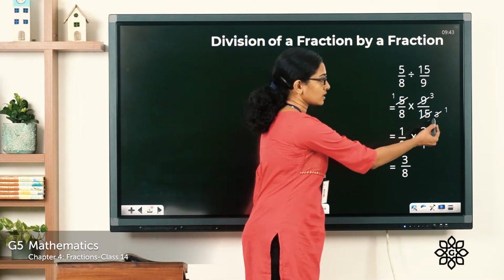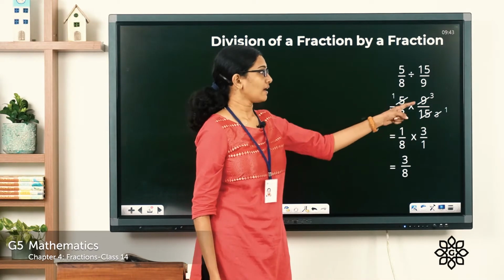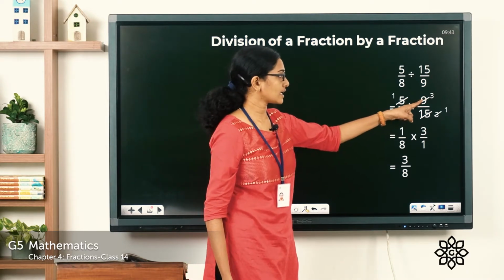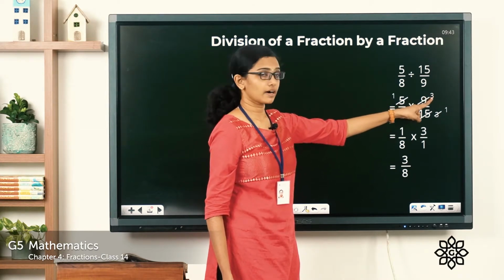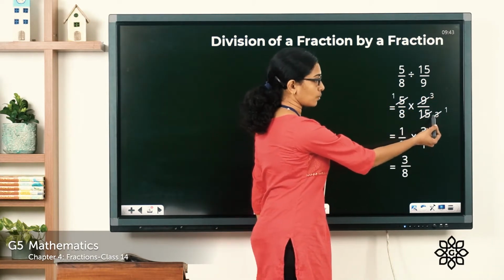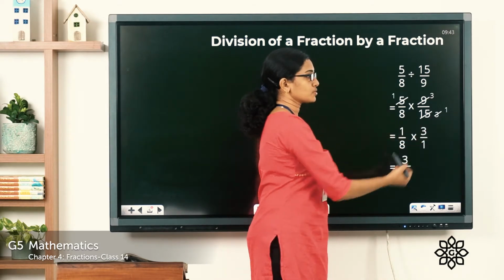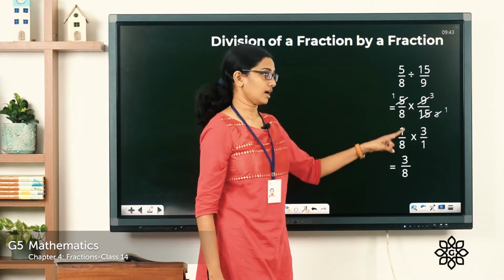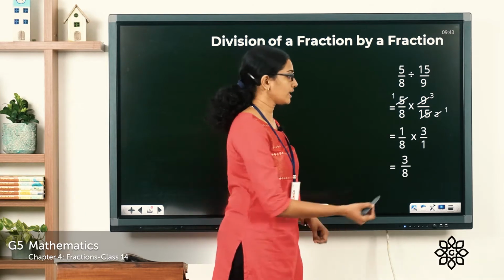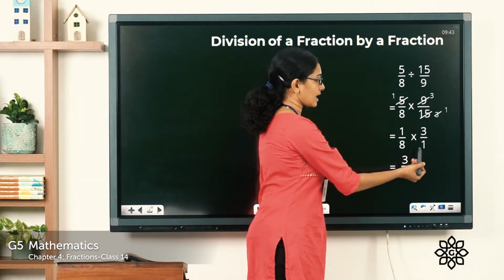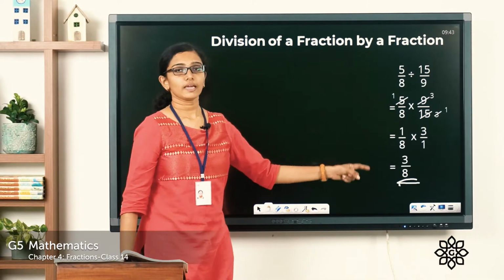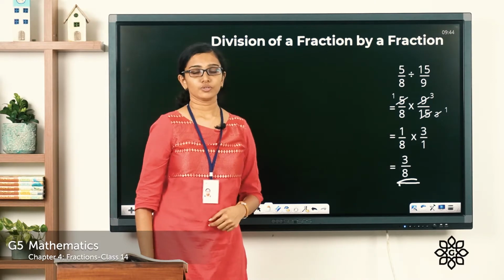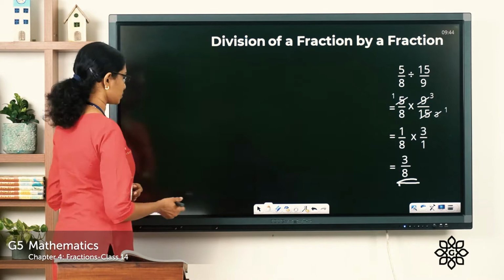Now here we have 3 and in this numerator we have 9. So 9 and 3 are multiples of 3, right? So let's cancel out this 9 by 3. So that gives us 9 divided by 3 is equal to 3, and here we have 3 now. So 3 divided by 3 is equal to 1. Now the numerators are 1 into 3 and the denominators are 8 into 1. So what do we get? 1 into 3 is equal to 3 and 8 into 1 is equal to 8. So we have the quotient: 5 by 8 divided by 15 by 9 is equal to 3 by 8. We have the quotient fraction.